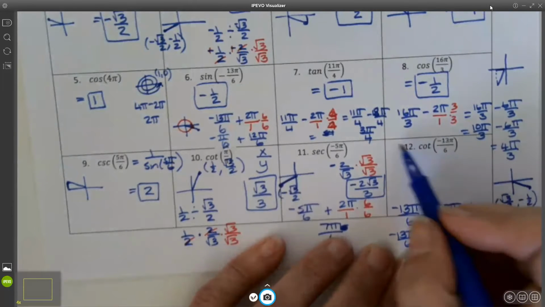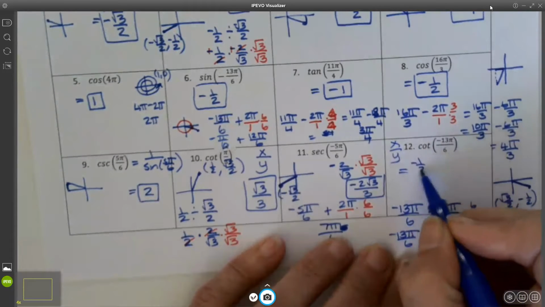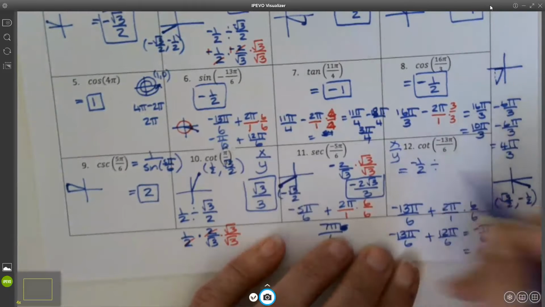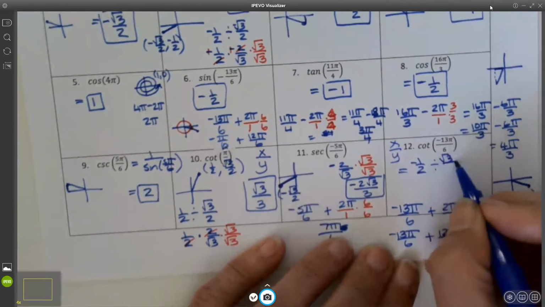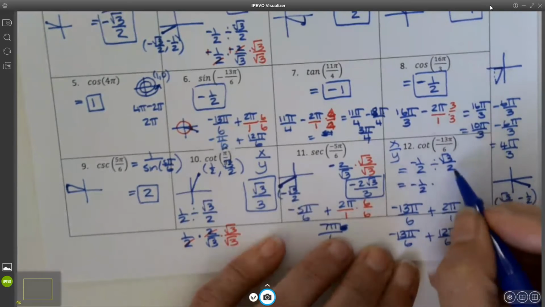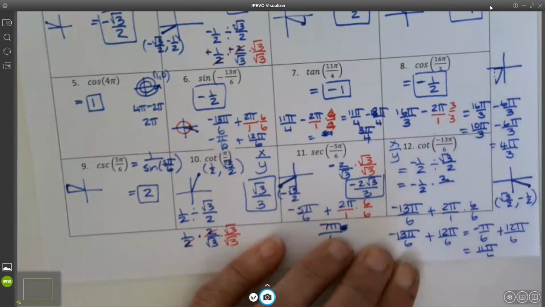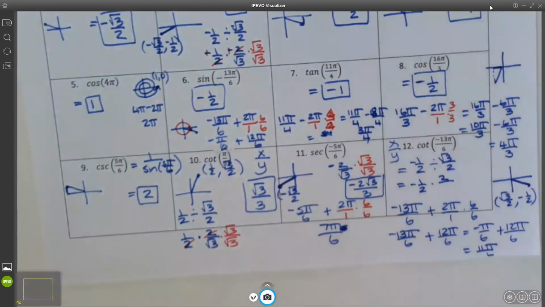So if I'm doing cotangent, cotangent is x over y. I could take the x coordinate, which is negative 1/2, divided by √3 over 2. That's negative 1/2 times the reciprocal of this, which would be... too many mistakes in this one.